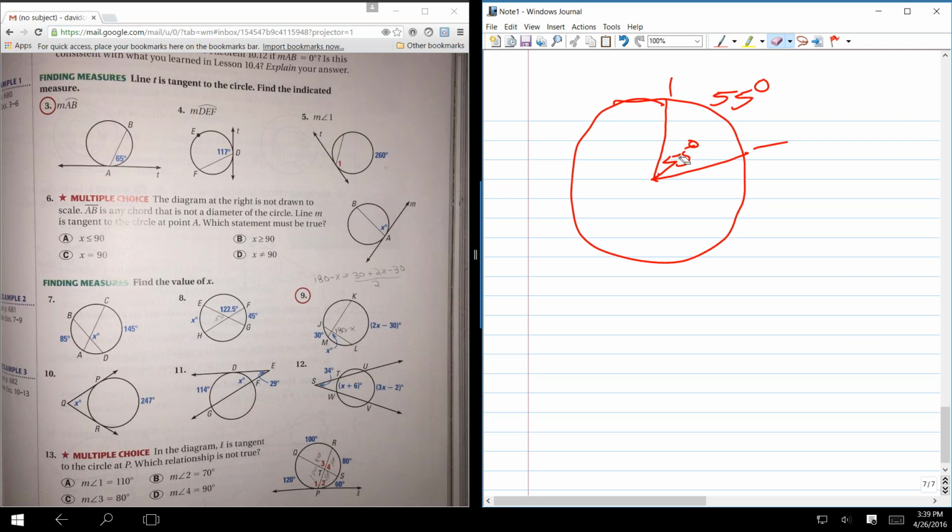If I have, instead of being a central angle, let's make it be that kind of an angle. In other words, an angle formed by two chords that intersects on the circumference of the circle, then whatever that angle is, this arc is twice that.